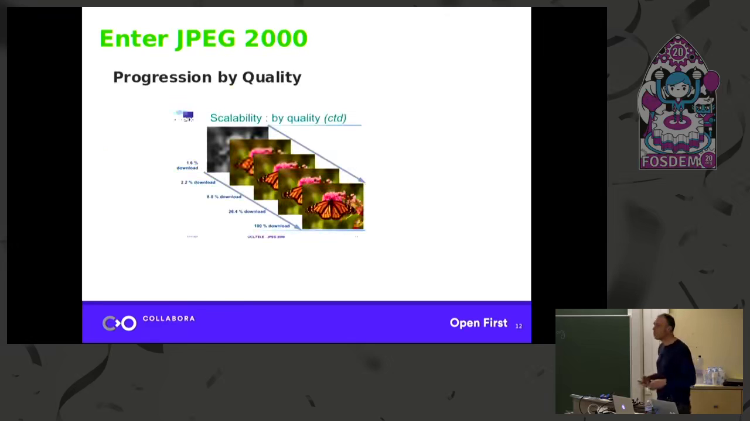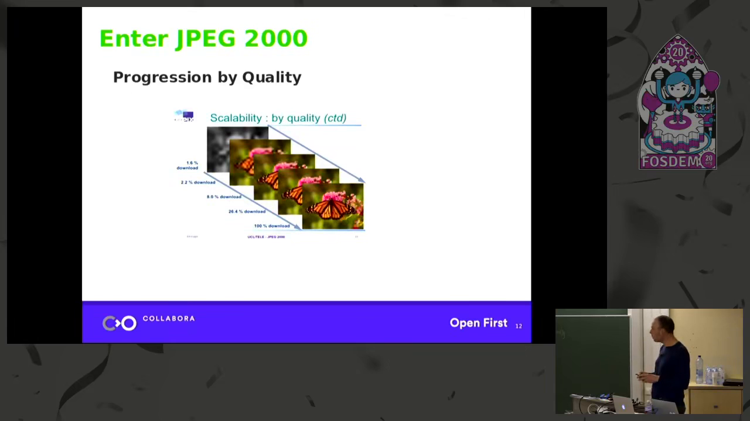One of the big innovations, though, is the progression that it introduces. Progression is used by a codec so that the decoder can do a partial decode of the image and still get something useful out of it. And here, this is what people are mostly familiar with, is progression by quality. So you can see that image of the butterfly being downloaded, and already by the first, second, or third frame, you can start to see something useful, even though you've only downloaded about 8% of the image.